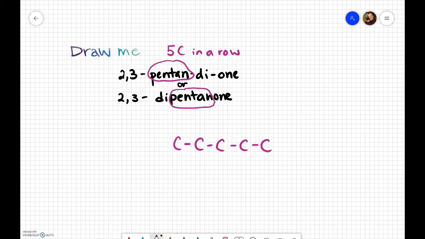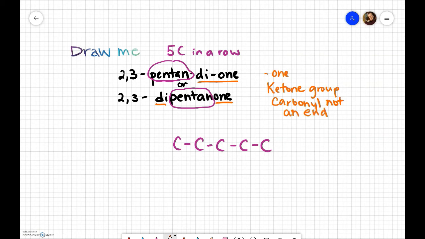And then I see that I have a dione here. And anytime I see O-N-E, I know that I'm dealing with a ketone group, which is a carbonyl, not on an end carbon. And in fact, we can see right here from the numbers that they are on the 2nd and the 3rd carbon. So my typical way of counting is from left to right. So this would be my 1st carbon, my 2nd carbon, my 3rd carbon, my 4th carbon, and that 5th carbon. And I have a double bond O on the 2nd carbon and on the 3rd carbon. So that's my 2,3 dione.